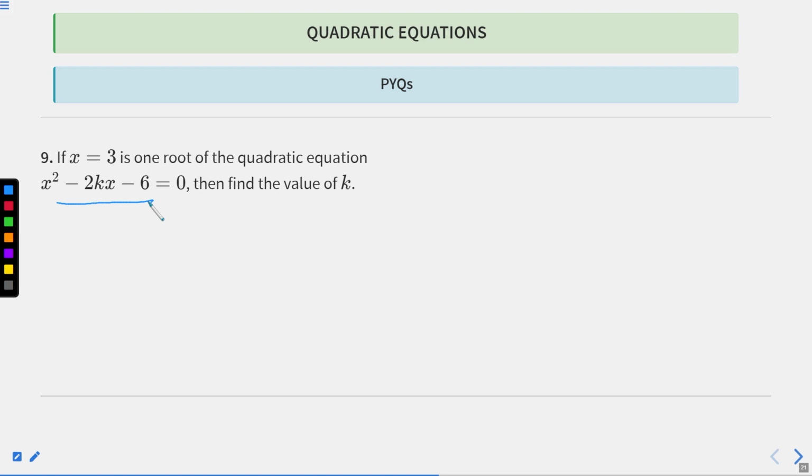is one root of the quadratic equation x square minus 2kx minus 6 is equal to 0. Here in this equation you can see k is a constant, a real number, and for this equation the value of k is unknown. So in this problem we have to find the value of k. If we substitute x equal to 3 in this equation and simplify, then we will get the value of k. Okay, so let us solve.